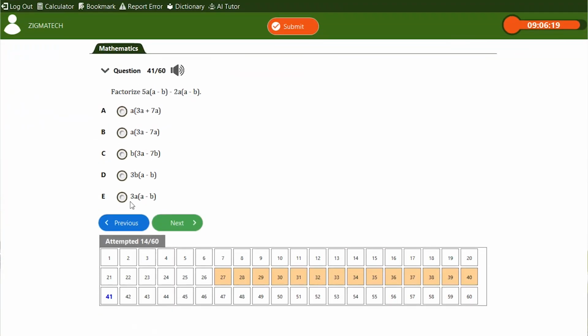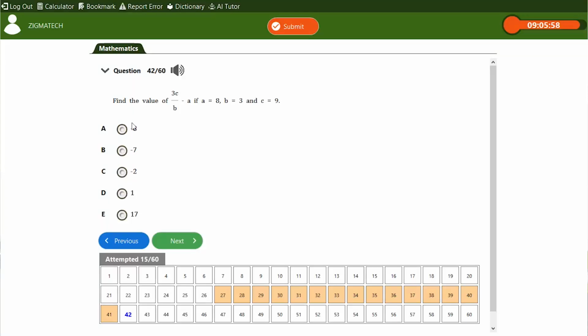3a, a minus b. But there is something very beautiful here. If we check out what we have there, we have here 3a, Option E, then open bracket a minus b. So option E is the correct option.